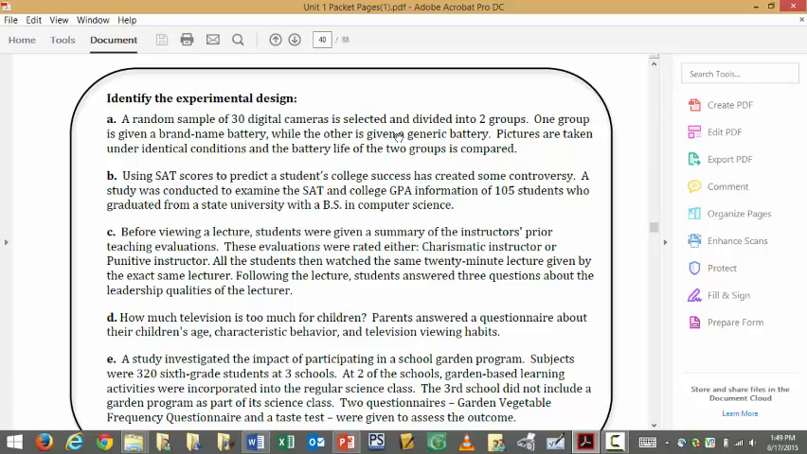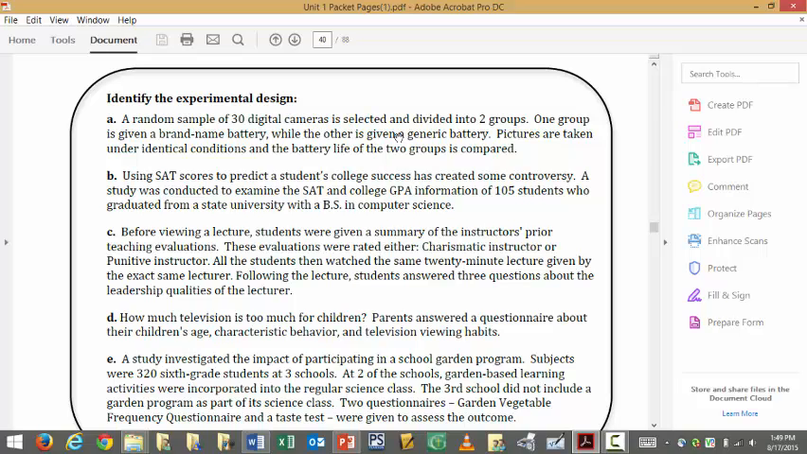So right off the bat, between A and B, you can see in part A, the treatments being assigned are the type of battery. The researcher is physically moving things into two different groups. They're separating the cameras into two groups, and then they're imposing some type of treatment, versus in B, no treatment's being assigned. They're just taking a look at data that has already been collected.